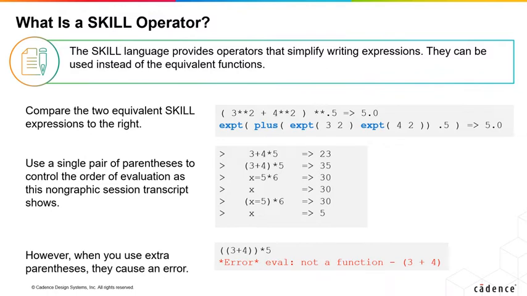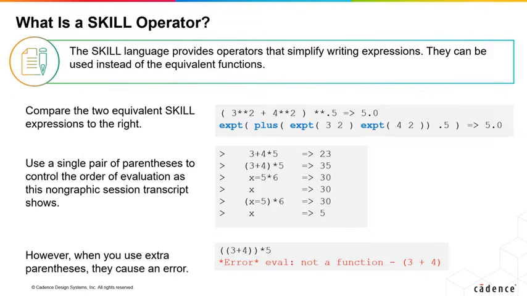On the top, you have the typical way of writing an expression with operators. You have 3 squared plus 4 squared in parentheses with the result raised to the 0.5 power. Below, you can see the equivalent expression with nested operator functions, which produces the same result.